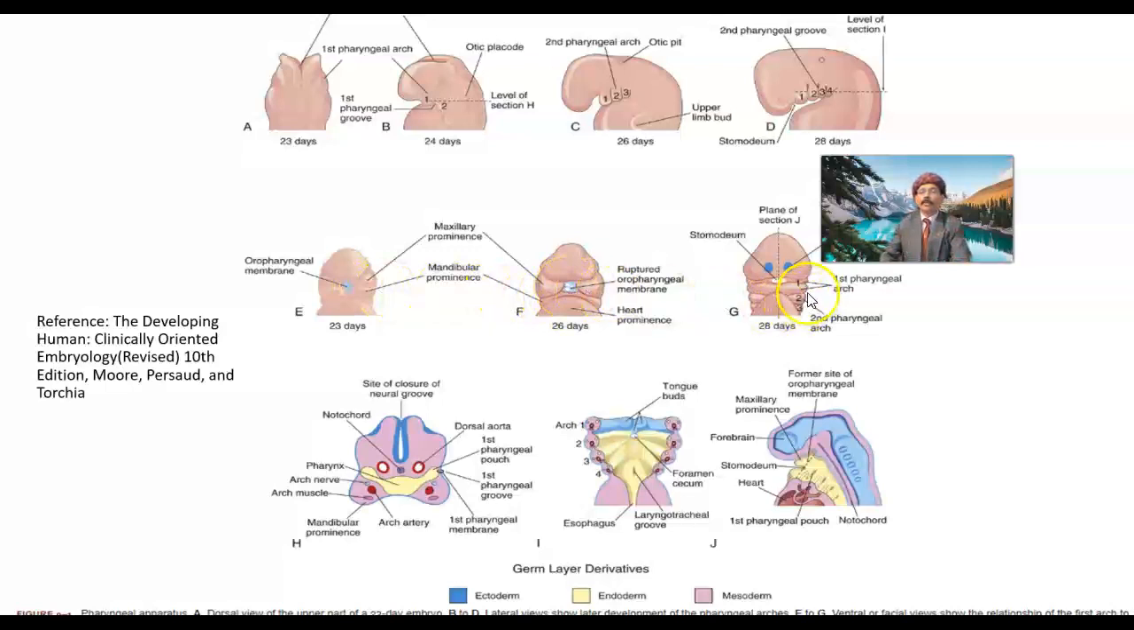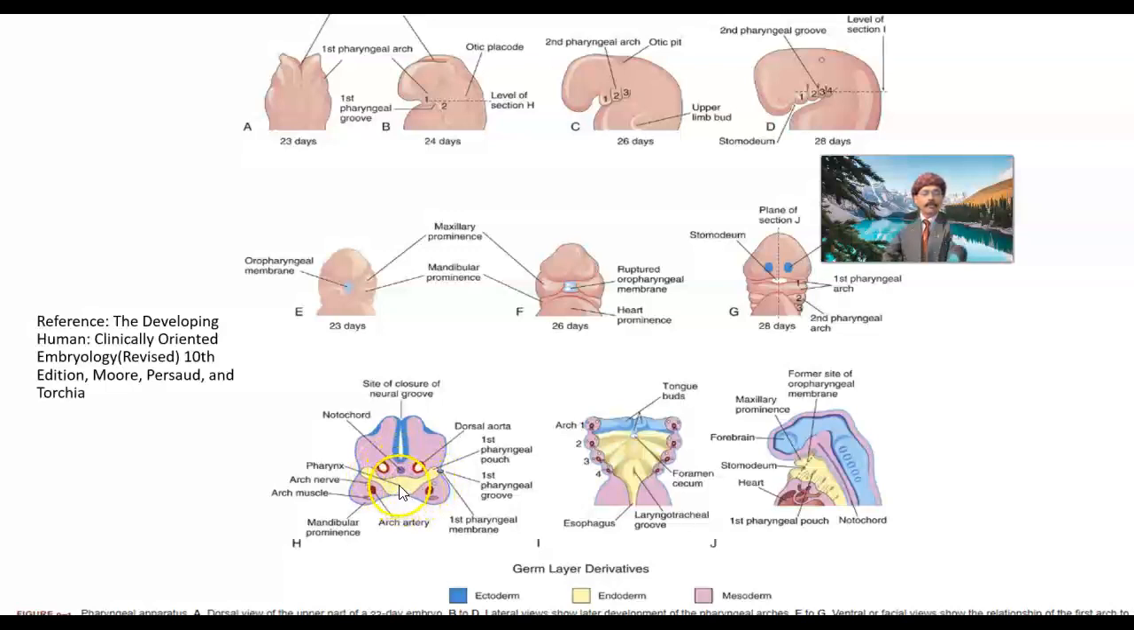Okay, on day 28 we have this condition here, with the developing nasal placode and also the stomodeum. And if we go down here, this is a section, a horizontal section. We are looking at the cranial region of the horizontal section.